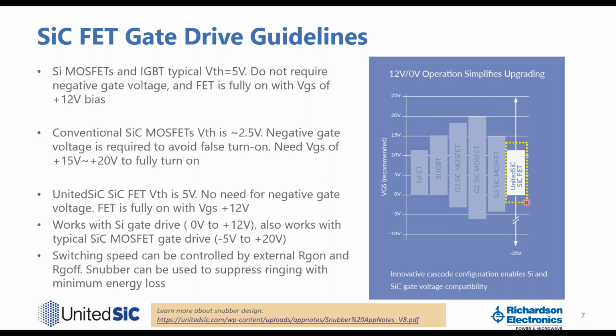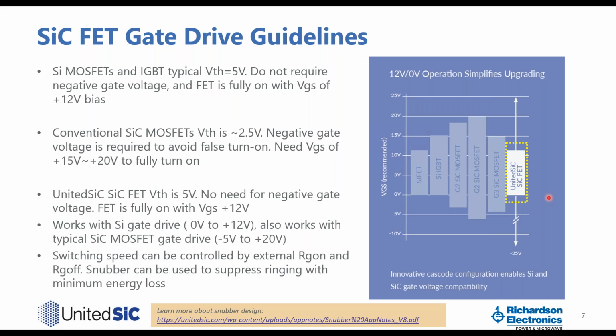And for comparison, for the UnitedSiC silicon carbide FET, the threshold is 5 volts, which is similar to silicon FETs. As a result, there's no need to use any negative gate drive. You can use 0 volts for turn off. And for turn on, you can use 12 volts, because at plus 12 volts, the device is already at its lowest RDS(on). So this is really great because it's compatible with the standard silicon gate drive. And also it is compatible with the conventional silicon carbide MOSFET drives. So really you have both choices at hand.